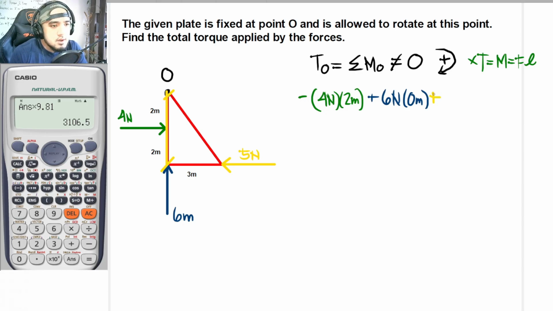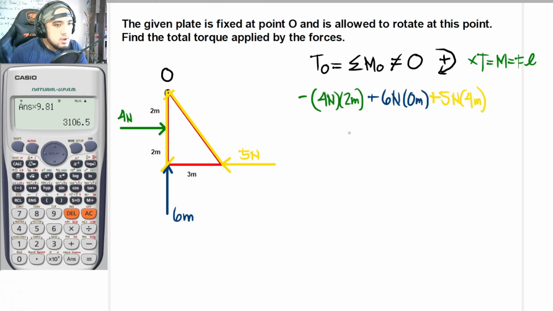So plus 5 newtons times, once again, the perpendicular distance, and you wouldn't be solving for this distance any longer because this is not the perpendicular distance. The perpendicular distance from point O up until the 5 Newton force is this, from this point up until this point, because this is its line of action. Okay, so times 4 meters.